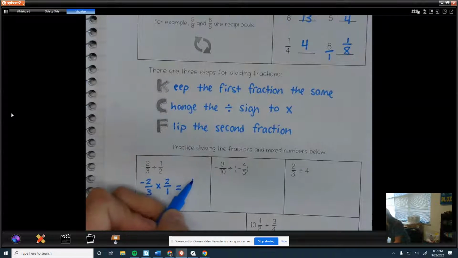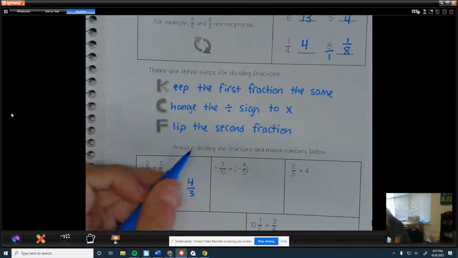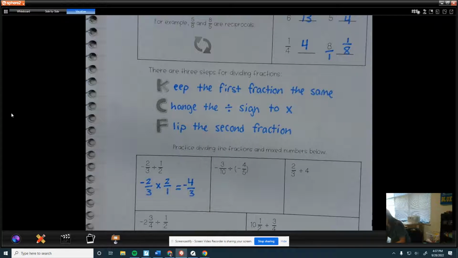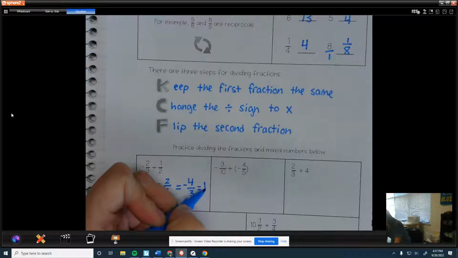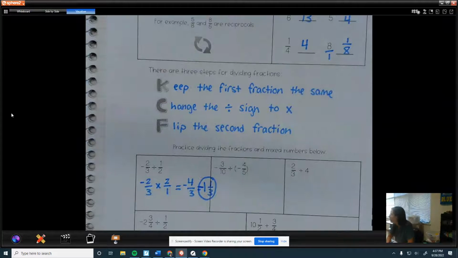So 2 times 2 is 4. 3 times 1 is 3. I know it's going to be negative because of Dorito Man. And let's see, make it a mixed number. That would be -1 and 1/3. Forgot the negative. There we go. Negative 1 1/3. So it's really just multiplication. You just got to keep, change, and flip.